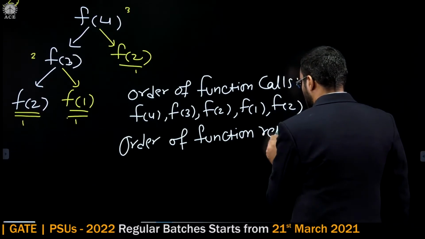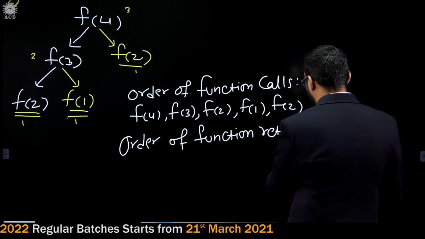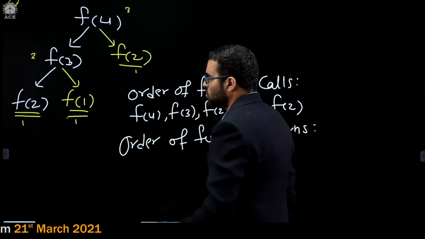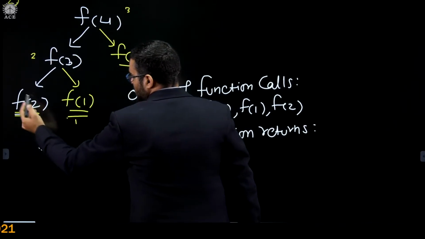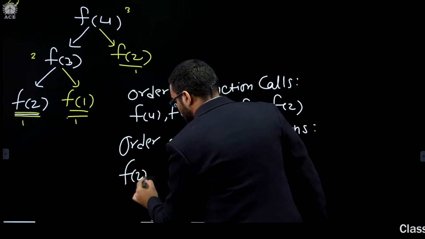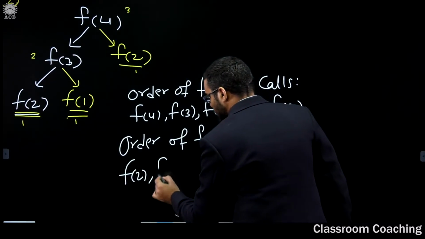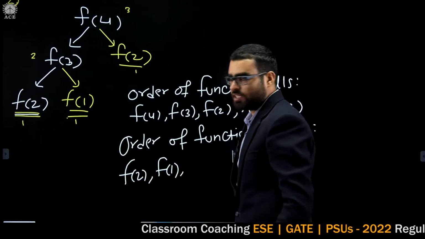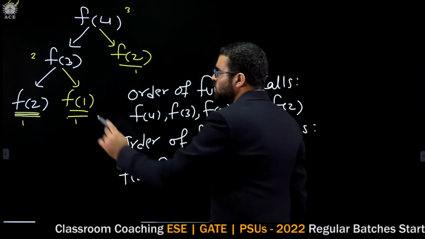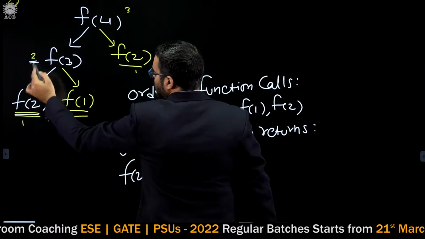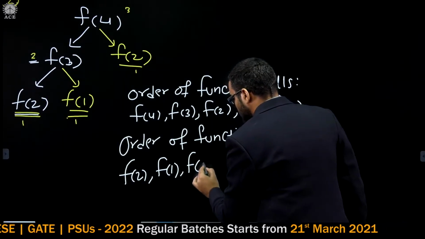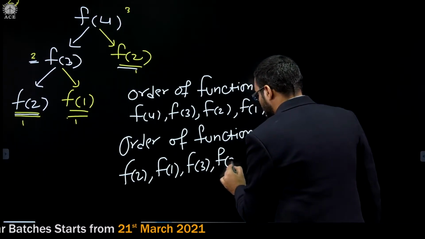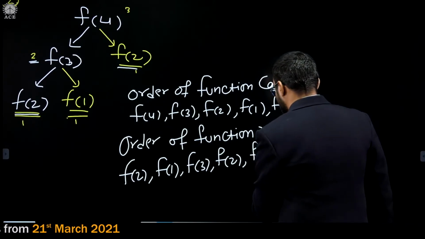Okay, what is the order of function returns? That will be, what is the function that is returning for the first time? You can see this f2 will return for the first time. Then f1 is returning. Once f2 and f1 are computed, now f3 will return the value f2 plus f1. So now f3 will return. After that f2 will return, and after that f4 will return.